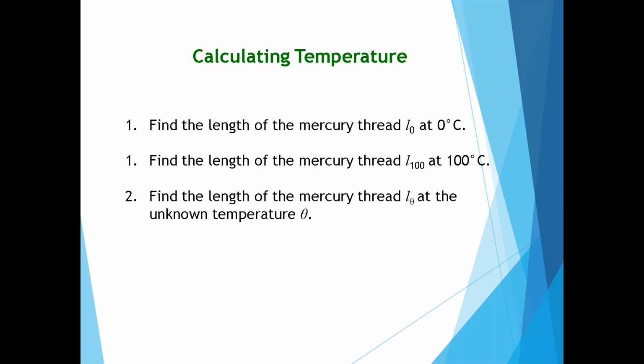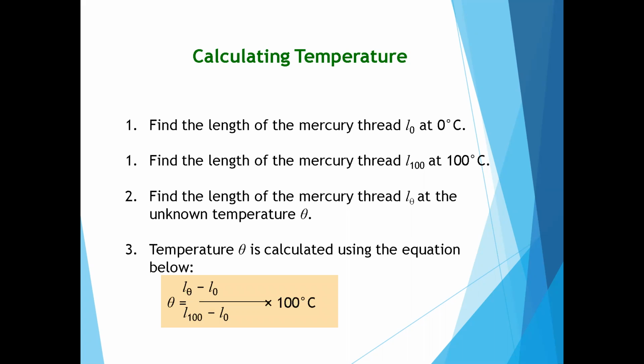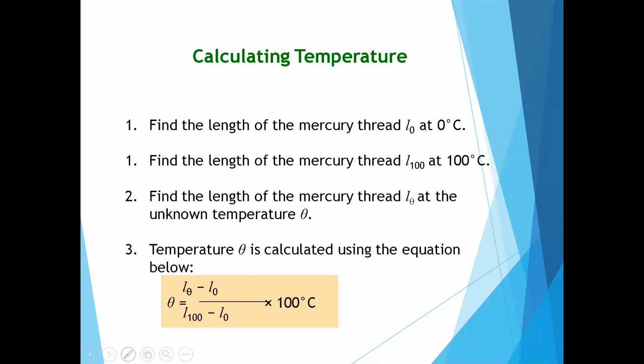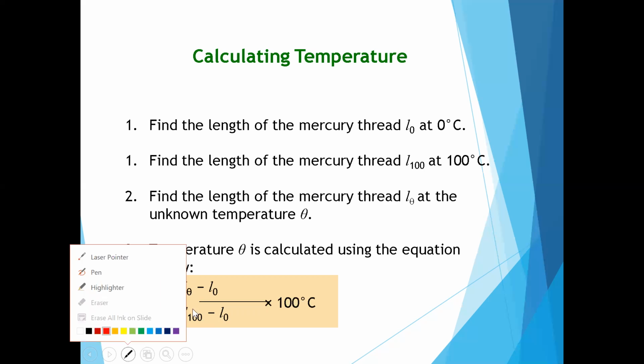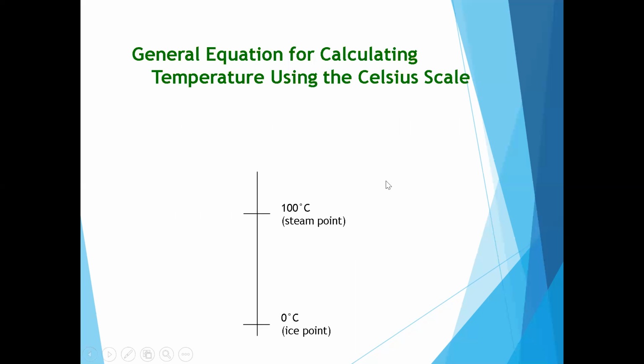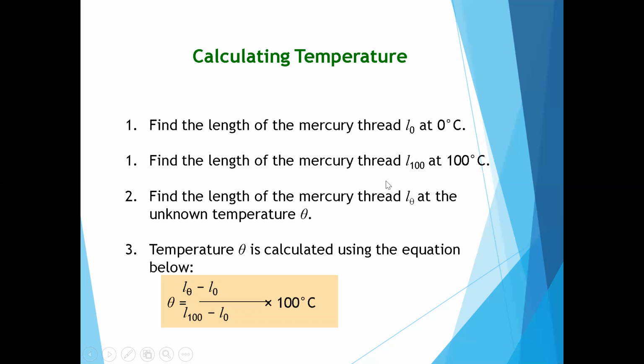How will you do that? When you have two lengths already, you can use the equation theta, the unknown temperature, equals the length of the thread at unknown temperature minus the length of the thread at 0, upon the length of the thread at 100 minus the length of the thread at 0. So for example, at 100, it's 40, and at 0, it is 5, and at theta, it is 25.